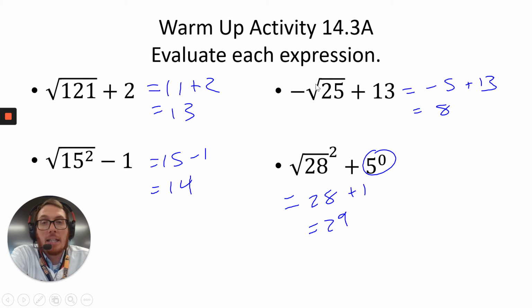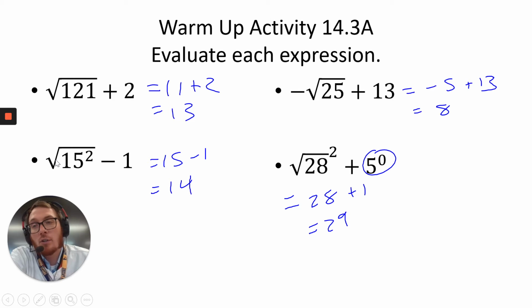This next one is negative of the square root of 25. So I just do the square root of 25, which is 5, because 5 times 5 is 25, and I'm working backwards. And then make it negative, so that'd be negative 5 plus 13, and that's a positive 8.